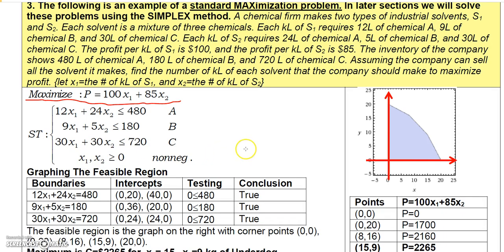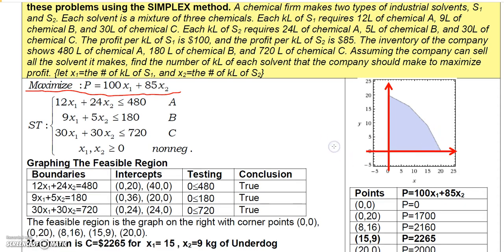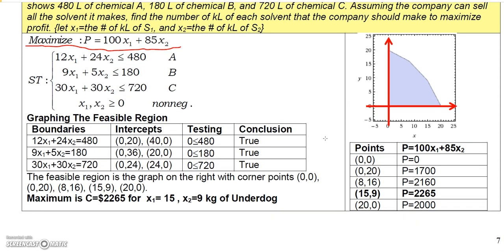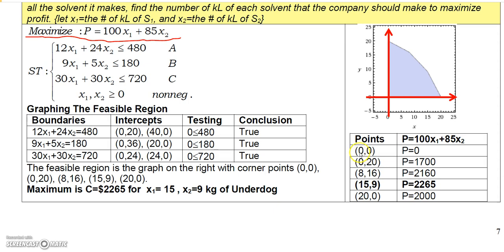Now again, I gave you the rough graph of this, and you can see I've got a corner point here, here, here, and here. So there's 4 corner points, and actually a 5th one if you count the origin. If you take each of the corner points and plug them into the objective function, you should get a maximum profit of $2,265, and that occurs when x1 is 15 and x2 is 9.